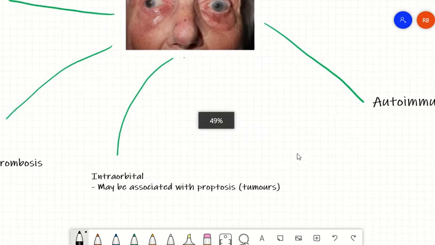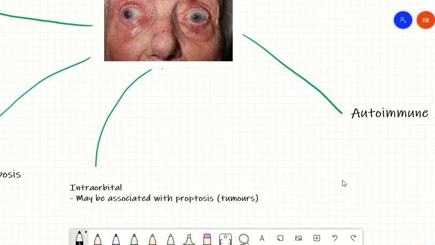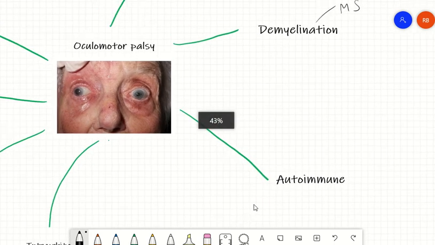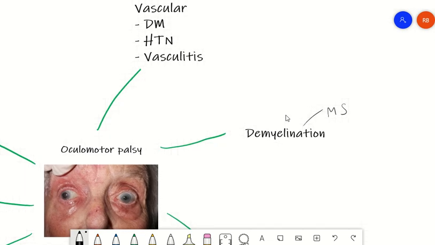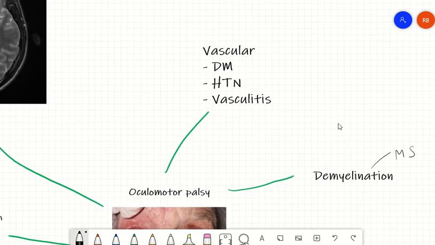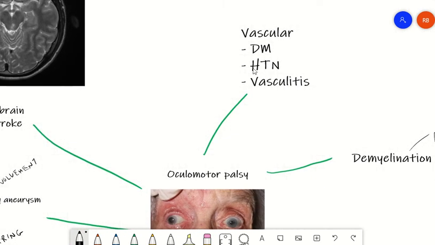In terms of intraorbital causes, there may be tumors, and tumors presenting at the back of the eye may be associated with a proptosis, so a bulging out appearance of the eyes. You can get autoimmune causes such as myasthenia gravis, and demyelination causes such as multiple sclerosis. Someone with cardiovascular risk factors, they've got diabetes or hypertension or vasculitis, they may be at increased risk of oculomotor palsy because of damage to the nerves.